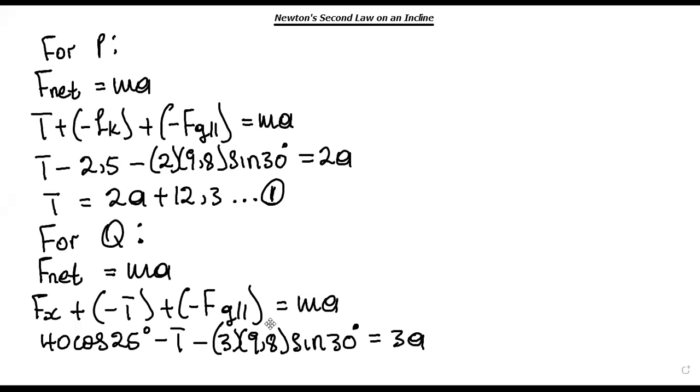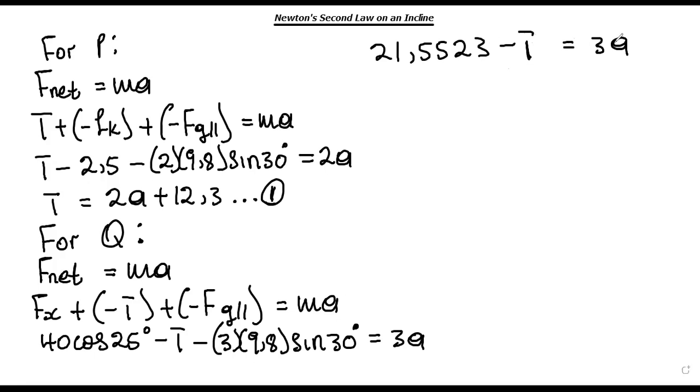Right. So if you say 40 cosine 25 minus 3 into 9.8 sine 30 degrees, you get 21 point that, and that. So let's write it. You get 21.5523. I think 4 decimals will do. If not, you can write the whole thing. But I'm going to write 4 decimal places. Then we say everything equals 3a, like that.